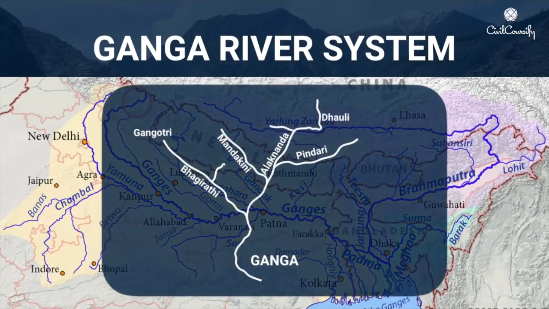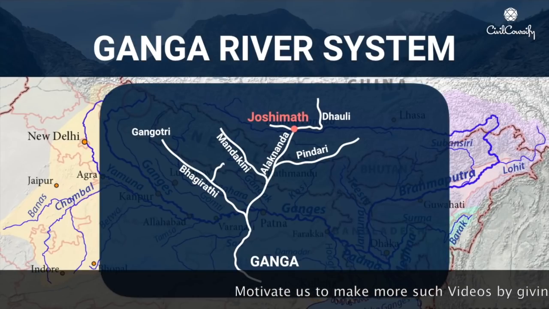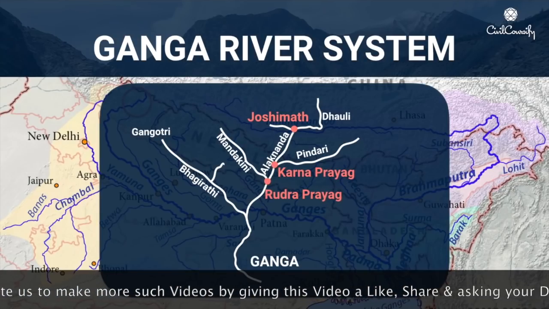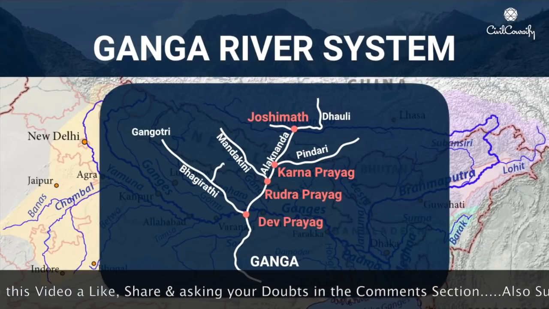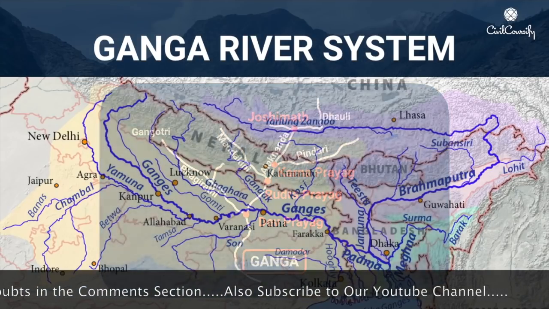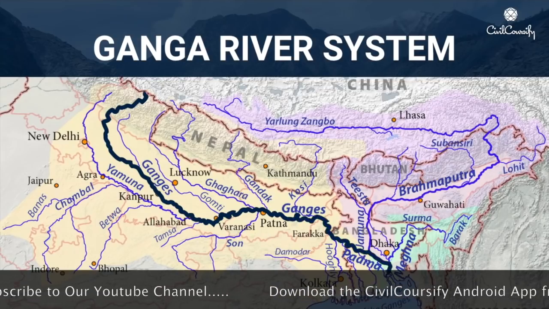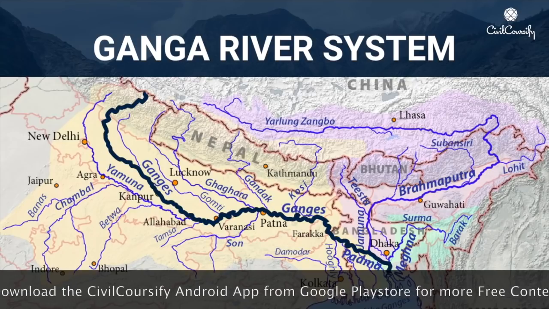Now let us look at the sources of the river Ganga. The river Dhauli forms the river Alaknanda at Joshimath, and the river Alaknanda meets Pindari at Karnprayag, Mandakini at Rudraprayag, and Bhagirathi at Devprayag. The river Bhagirathi has its origin at Gangotri, which is considered as the main origin of the river Ganga. After leaving Uttarakhand, it passes through Uttar Pradesh, Bihar, West Bengal, and finally into Bangladesh, ending up into the Bay of Bengal.